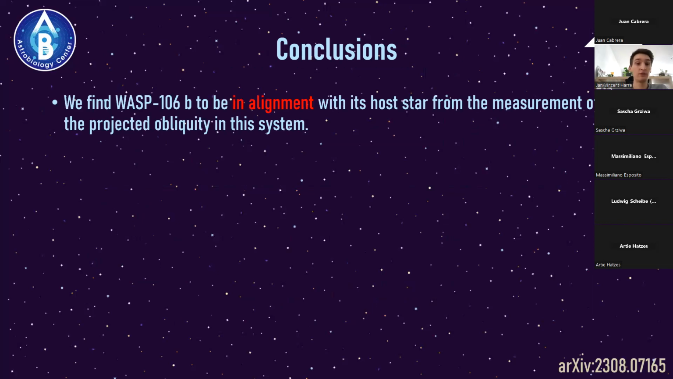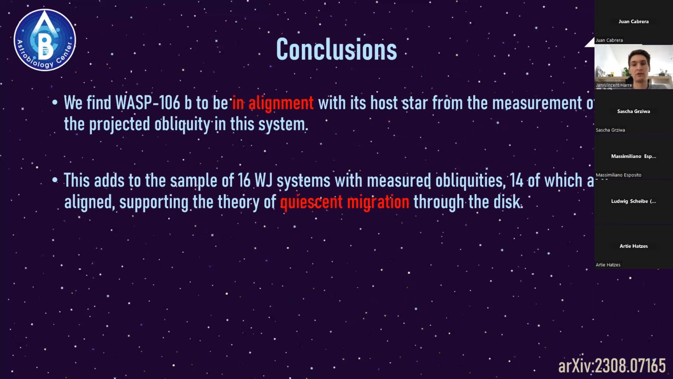Okay, now let's come to the conclusion. So we found that TOI-1106b is in alignment with its host star's rotation from the measurement of the projected obliquity in the system. And this adds to the sample of the 16 warm Jupiter systems which have already measured obliquities, 14 of which are in alignment with their host star's rotation, which supports the theory of quiescent migration through the disk, in contrast to hot Jupiters, which are thought to get into their tight orbits via high eccentricity migration, for example, via planet-planet scattering.